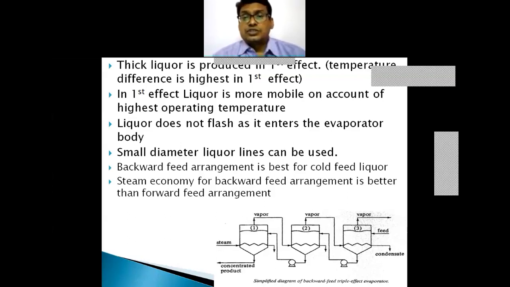Then liquor does not flash as it enters the evaporator body. Then small diameter liquor lines can be used because the pumps will be used for supply of the liquor from one unit to another unit. Then the backward feed arrangement is best for cold feed liquids. If the feed is cold, then this backward feed arrangement is the most suitable. Then steam economy for the backward feed arrangement is better than the forward feed arrangement. It is similar to the cross flow arrangement in the case of heat exchangers.